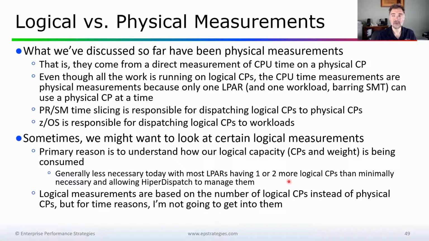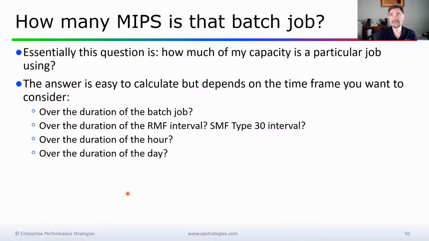Those low pool CPs are parked by hyperdispatch, and so they don't provide the same overhead that they had in the old days. In the old days, we tried to manage the number of logicals very, very closely. It's a little less important to do that today. So today, that logical measurement's a little less important. Okay, in the final couple of minutes here, how many MIPS is that batch job?